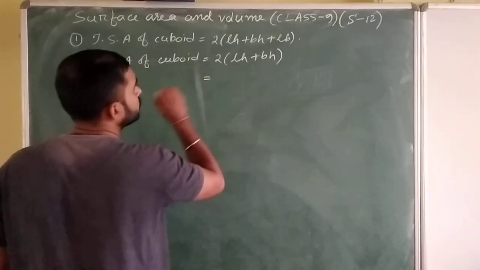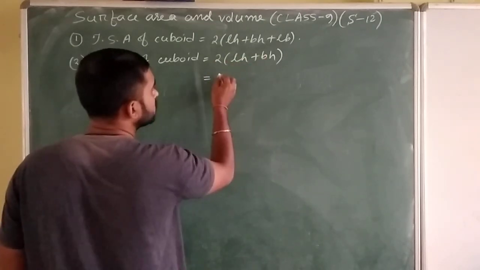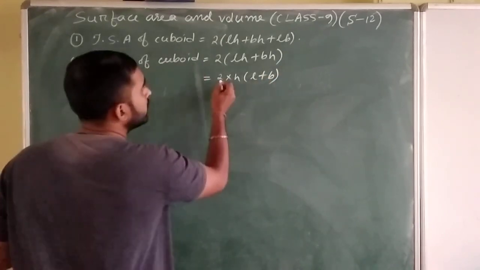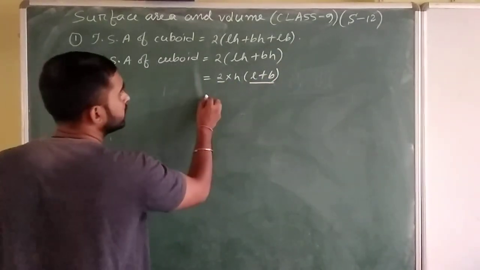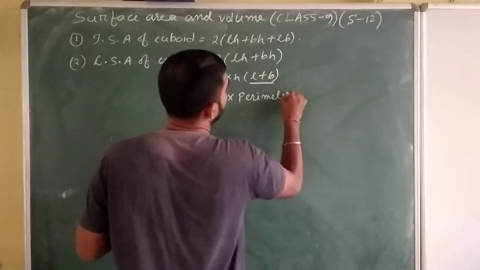Now we can modify this formula. See, here in 2(LH + BH), H is common. So 2 into H into (L + B). Now what is 2 into (L + B)? That is the perimeter of a rectangle.